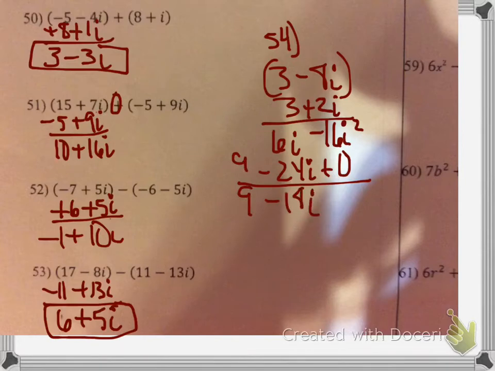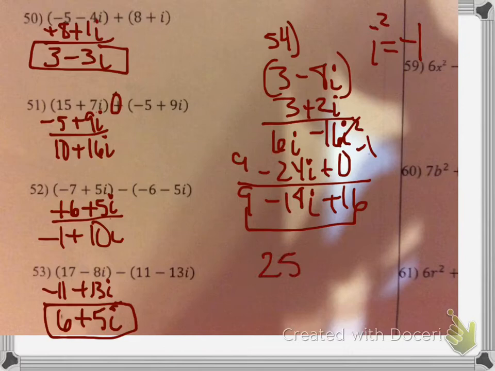And then here's this one, i squared. Again, keep in mind that i squared is equal to negative 1. So instead of having i squared here, I can think negative 1. Negative 1 times negative 16 is positive 16. And then I can add those two and say 16 plus 9 is 25. Minus 18i. And there you go. That's your answer.